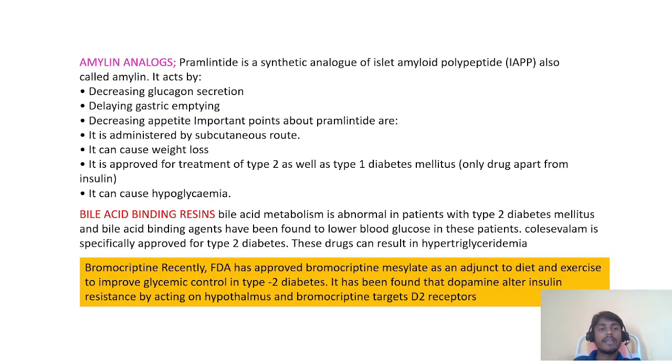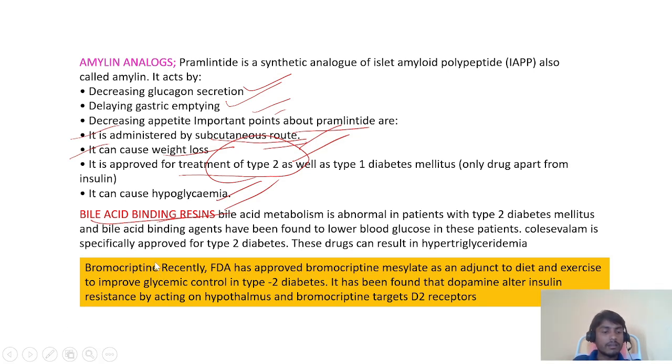Next are the amylin analogs. These act by decreasing glucagon secretion, delaying gastric emptying and decreasing appetite. They are administered by the subcutaneous route, so they can cause weight loss. They are approved for the treatment of type 2 diabetes, and bile acid binding resins can also be used in the diabetic condition. With this we have completed the topic of insulin and oral hypoglycemics.